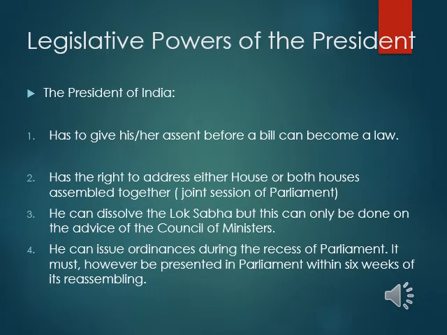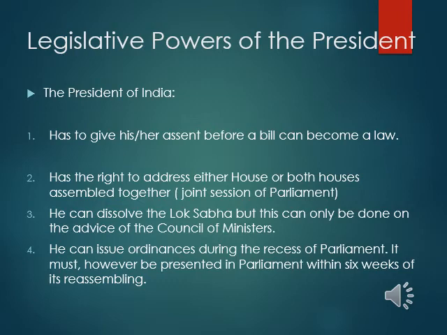Children, now we are going to discuss the legislative powers of the President of India. About all these legislative powers, the President of India has to take approval of the Indian Parliament. The President has to give his or her assent before a bill can become a law. It means the signature of the Indian President is a must for the enforcement of any law. He has the right to address either house, meaning Lok Sabha or Rajya Sabha, or both houses of the Indian Parliament assembled together. It is called a joint session.